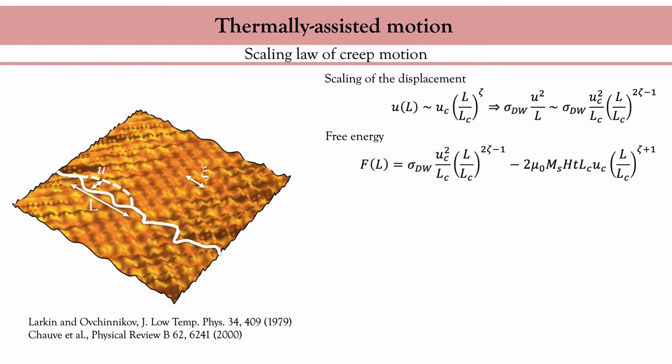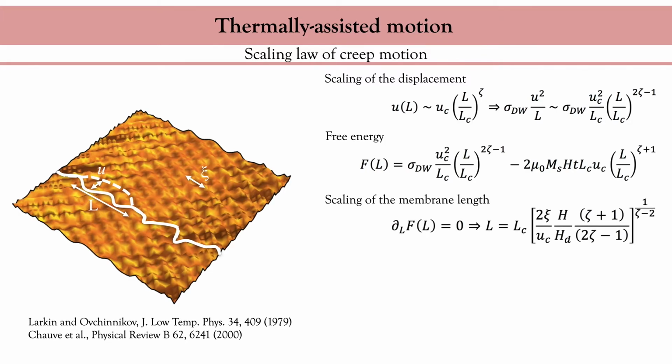Now, if I want to obtain the relation between the membrane length L and the applied field H, I simply minimize the energy with respect to L, and I obtain the explicit relation I'm looking for. Reinjecting this length into the free energy, I end up with the expression of the free energy as a function of the external field. Once I have the free energy, I can estimate the domain wall velocity.